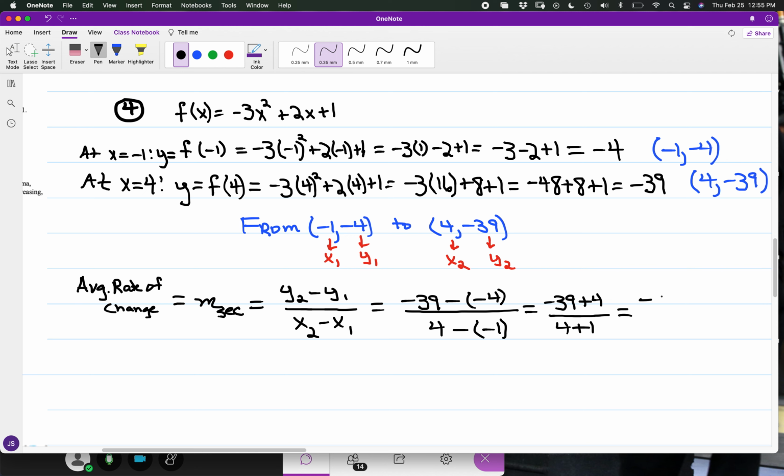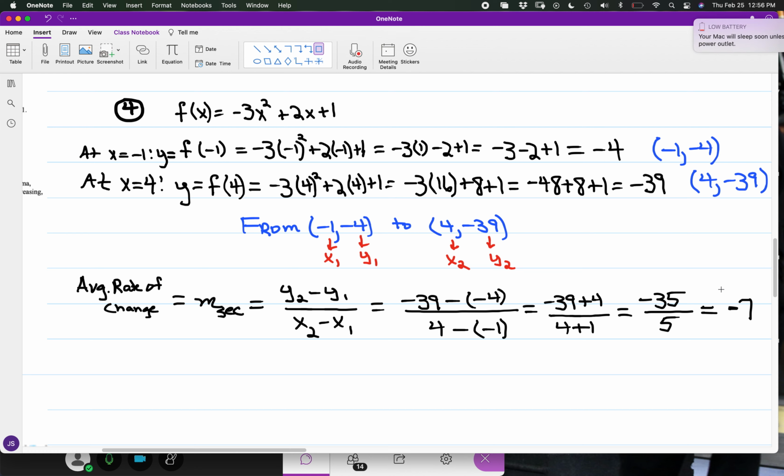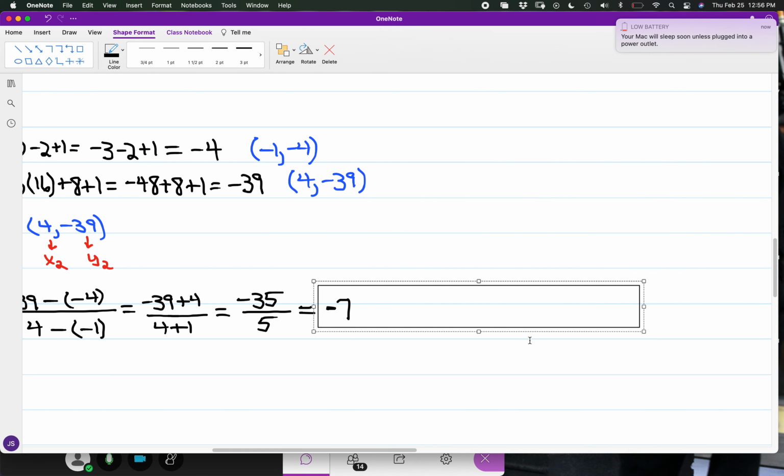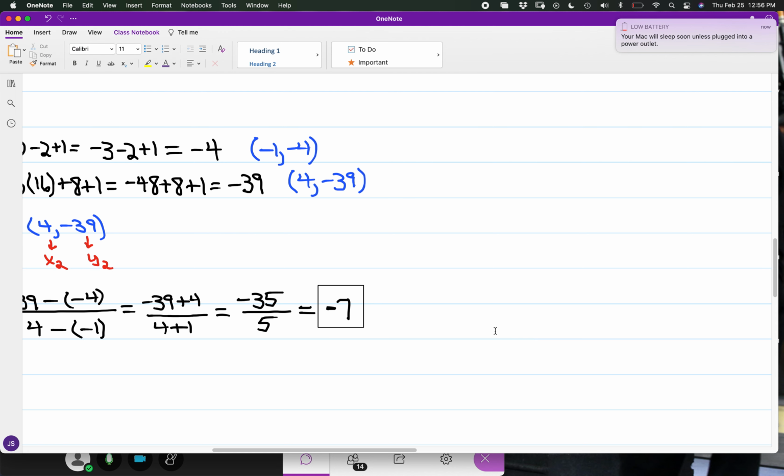And then for the change in y, we have negative 35 units. And for the change in x, we have 4 plus 1, which is 5. So the average rate of change, we have negative 35 over 5, and that will come out to a negative 7. All right, so again, just the average rate of change. That's just another way of asking what exactly the slope is going to be.